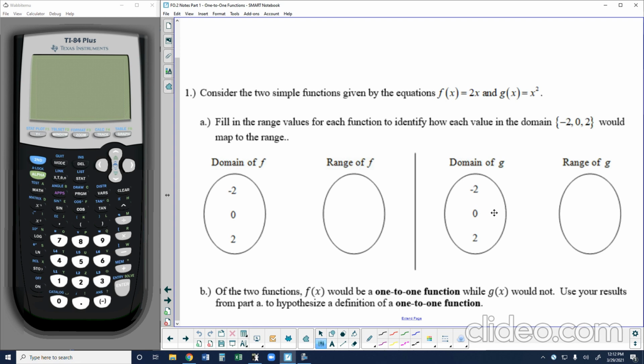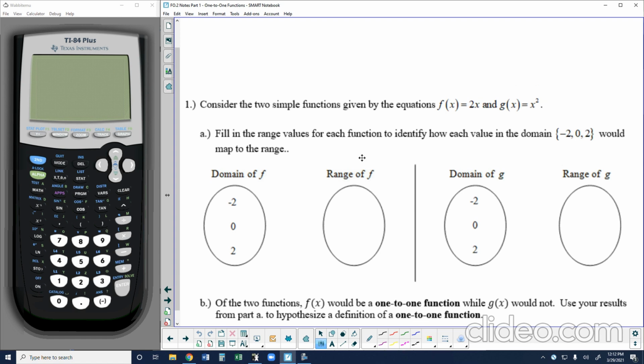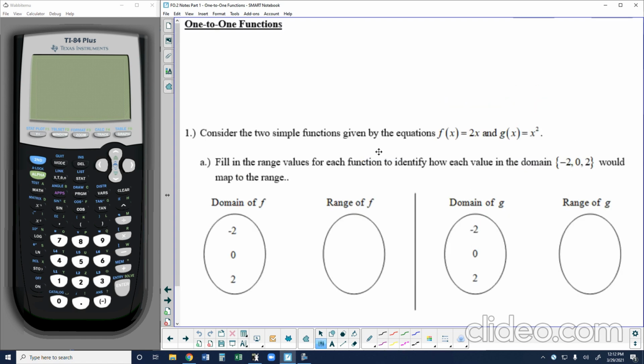Okay, hopefully you guys had a chance to go over problem number 1. Here we are taking a look at the definition of a one-to-one function. And what we're going to do to come up with the definition of a one-to-one function is consider two simple functions. f of x is defined as 2x, and g of x is defined as x squared. In part A, it says to fill in the range values for each function that map with the domain of -2, 0, and 2.